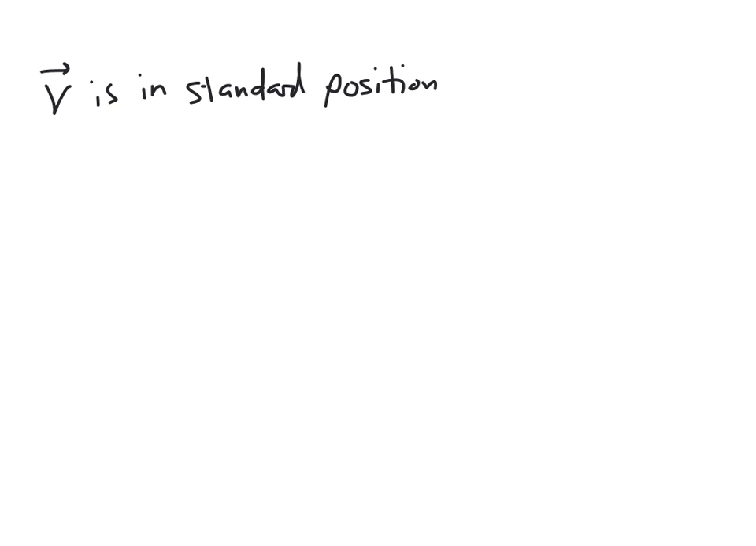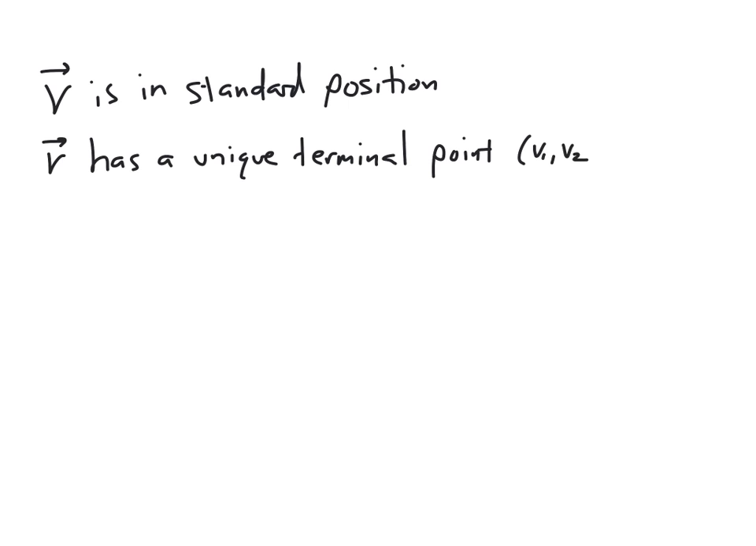Well, if that's the case, then we know v has a unique terminal point. That terminal point, if we're in R2, is going to be the coordinates v1, v2. So in two-dimensional space, we have an x and a y coordinate. Or in three-dimensional space, that terminal point can be described by an ordered triple, v1, v2, v3. This fact that there's a unique terminal point is fairly intuitive.